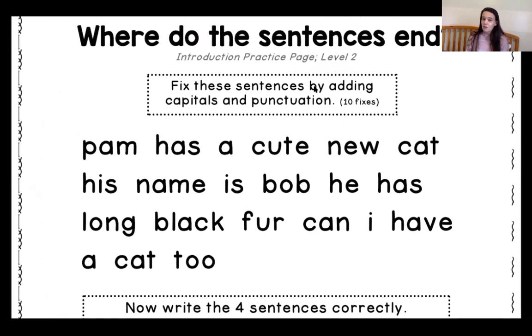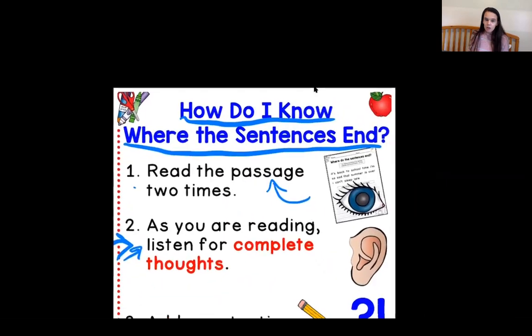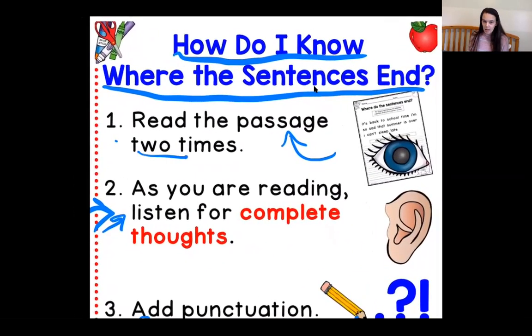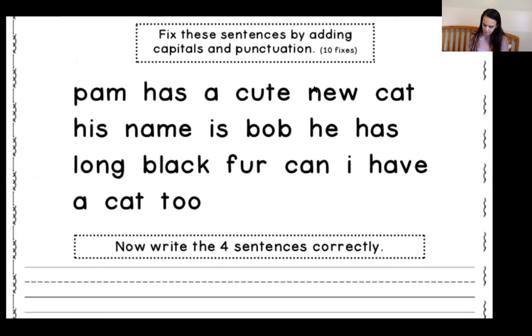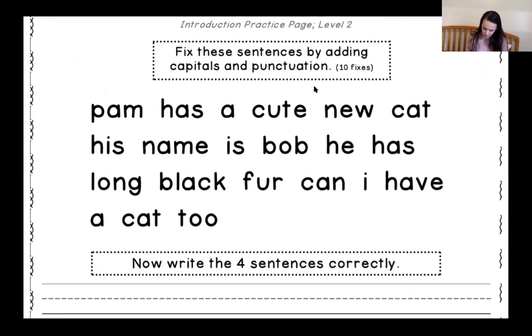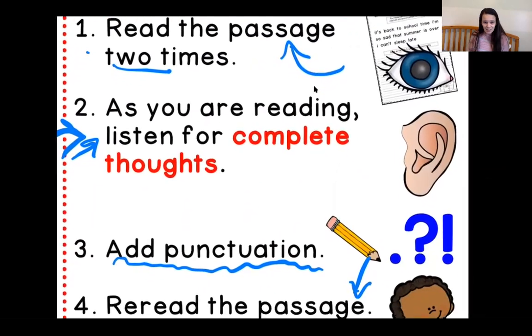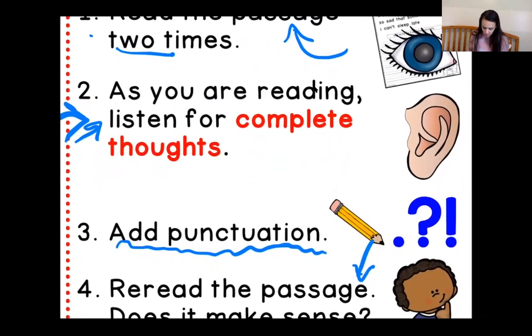That was a lot. So the way it's written right now, it doesn't make sense. Remember, we're going to go back and look. We need to reread it two times. Okay, here we go. One more time. Pam has a cute new cat. His name is Bob. He has long black fur. Can I have a cat too? Friends, does it make sense? It doesn't make sense. So we need to add some punctuation, okay?